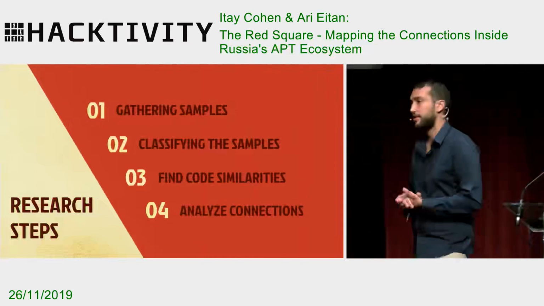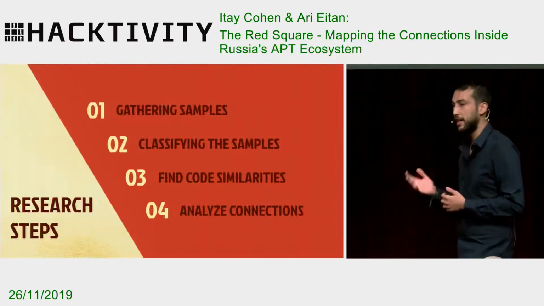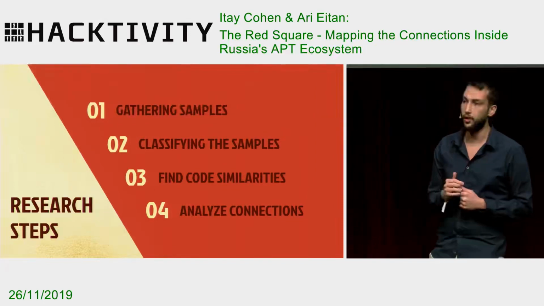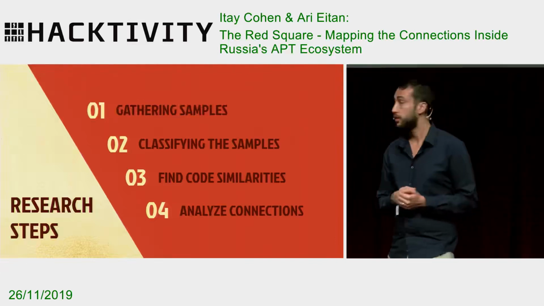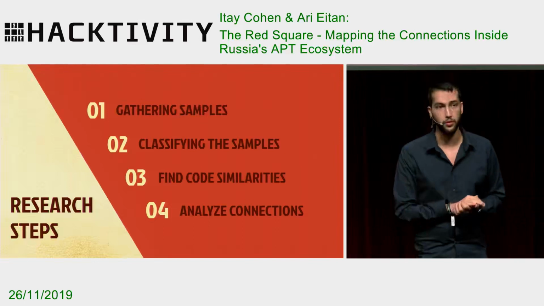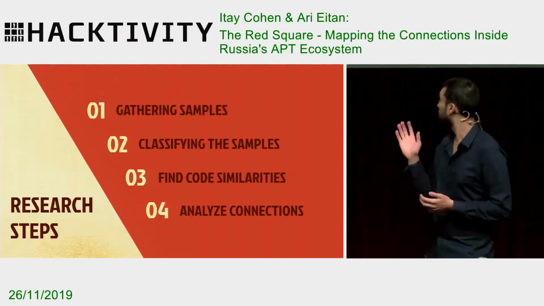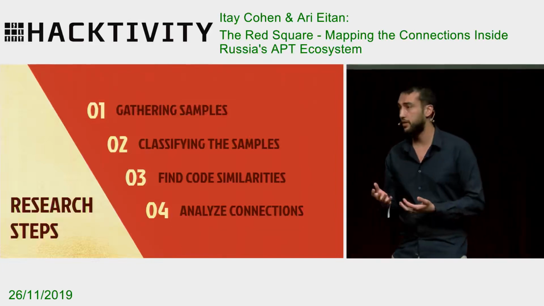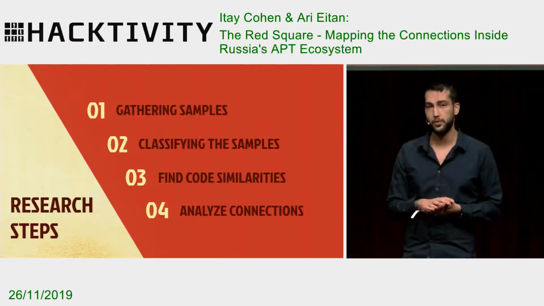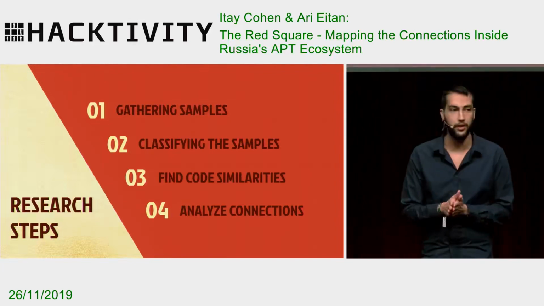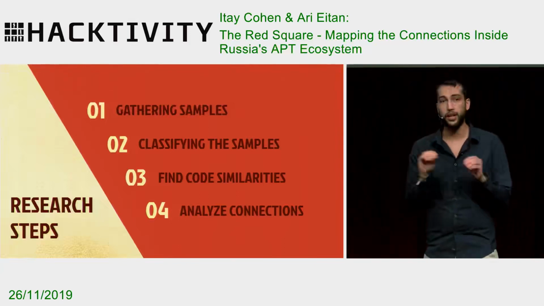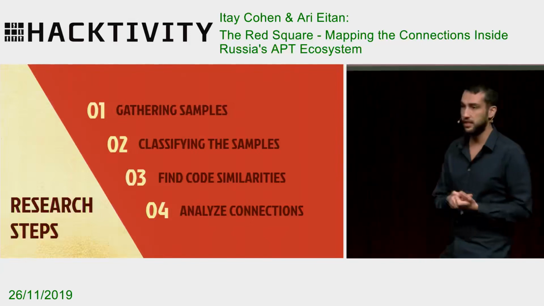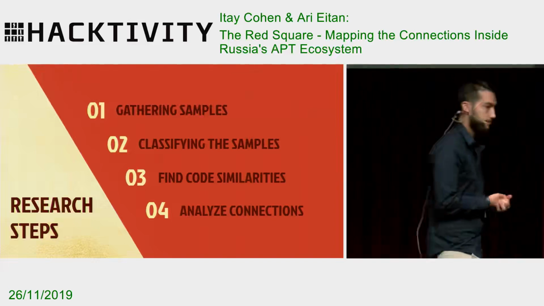After days of reading background materials and publications, it was quite clear to us how we should proceed towards this goal of mapping the Russian ecosystem. To put it simply, we split the research into 4 steps. The first step is to collect samples that we know were attributed to Russian actors. Then we need to classify those samples, which was a very challenging step, and I'll elaborate about that. After that, we want to find the code connections, the similarities between the different samples, and lastly, analyze the interesting and relevant connections.